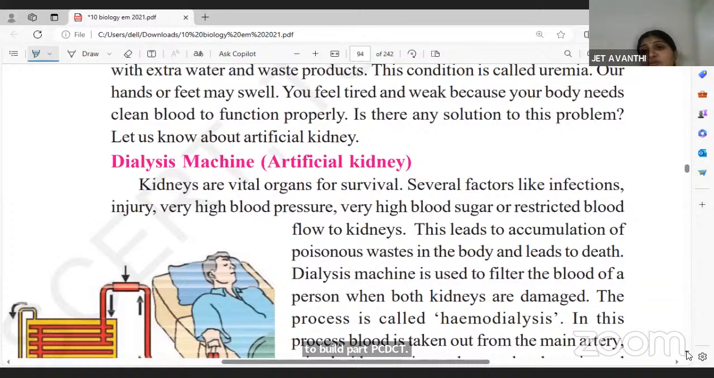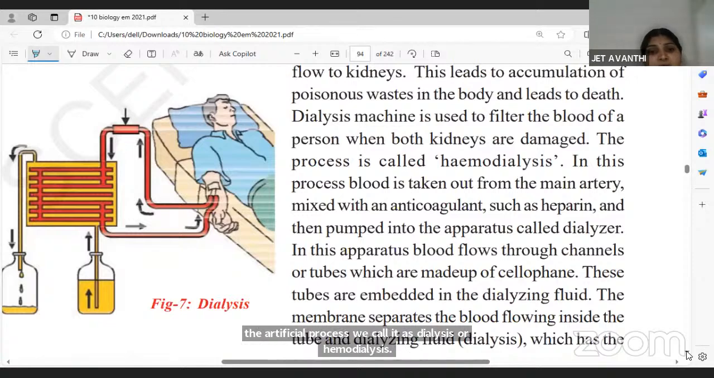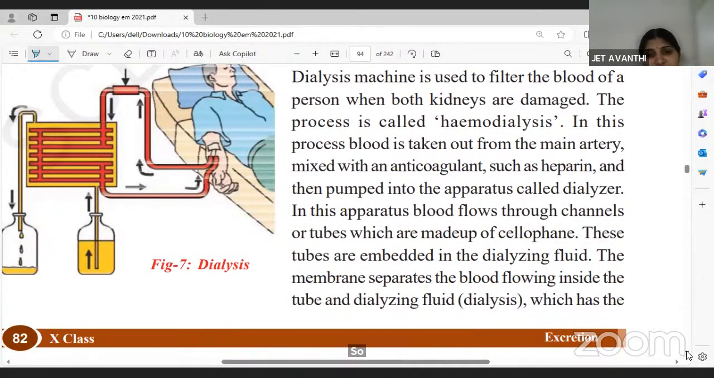When there is a failure of the kidney because of organ failure, or if the kidney is affected with any disease, then the complete filtration process will be affected. Then it is replaced with an artificial process. That artificial process, we call dialysis or hemodialysis. Here the patient will be connected with a dialysis machine, and all the blood which has to be filtered will be poured into this apparatus, and this apparatus will remove only the nitrogenous waste.